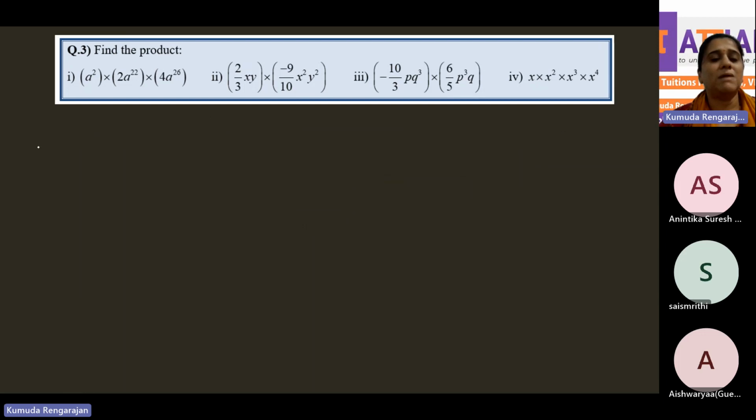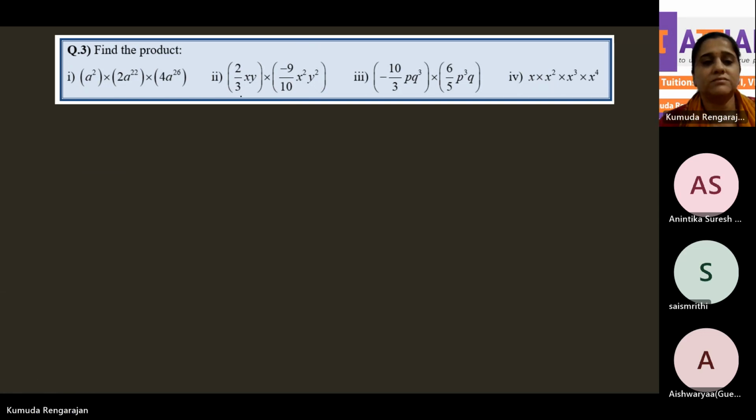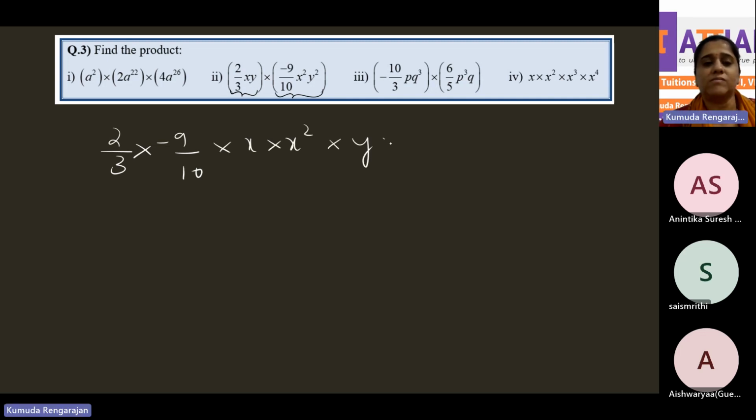So in the second one, multiply the numbers first. 2 by 3 into minus 9 by 10. See, it's a monomial. This is a single term. This one is a single term. This one is a single term. These are single terms, children. See here. This one is a monomial. This one is also a monomial. So how do you multiply? Multiply the numbers. Then x and then y.